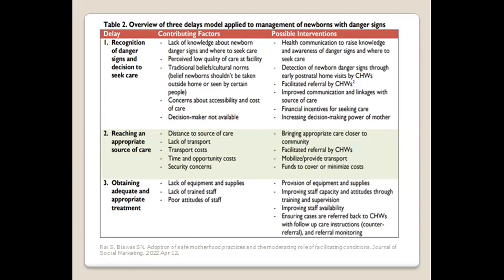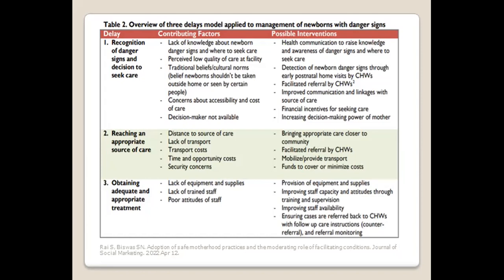To deal with the first level of delay, possible interventions we can take include health communication to raise knowledge and awareness of danger signs and to seek care for the mother, detection of newborn danger signs through early postnatal home visits by community health workers, facilitated referrals by community health workers, improved communication and engagement with the source of care, financial incentives for seeking care, and increased decision making power of the mother.